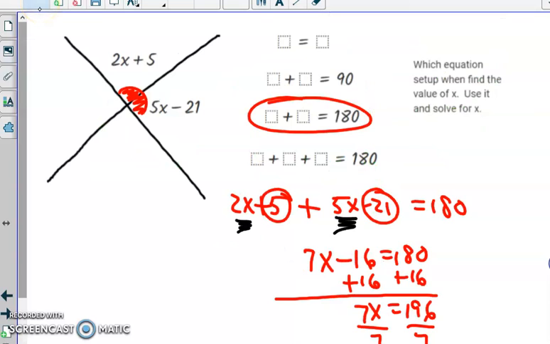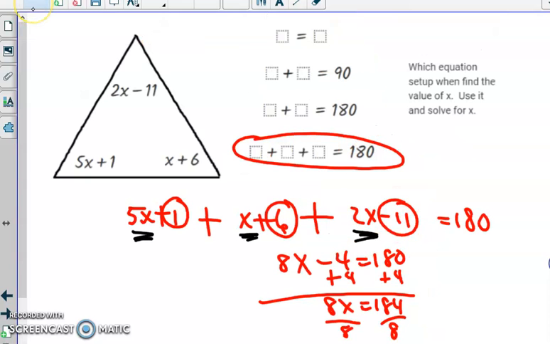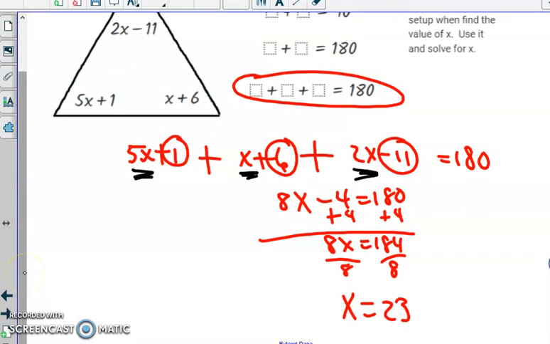Problem here, in collecting like terms, we get 7x minus 16. I added 16 to both sides, and then divided the 196 by 7, got an answer of 28. This problem here, again, collecting like terms, I get 8x minus 4. And added 4, so I got 8x equals 184, divided by 8, x is 23.